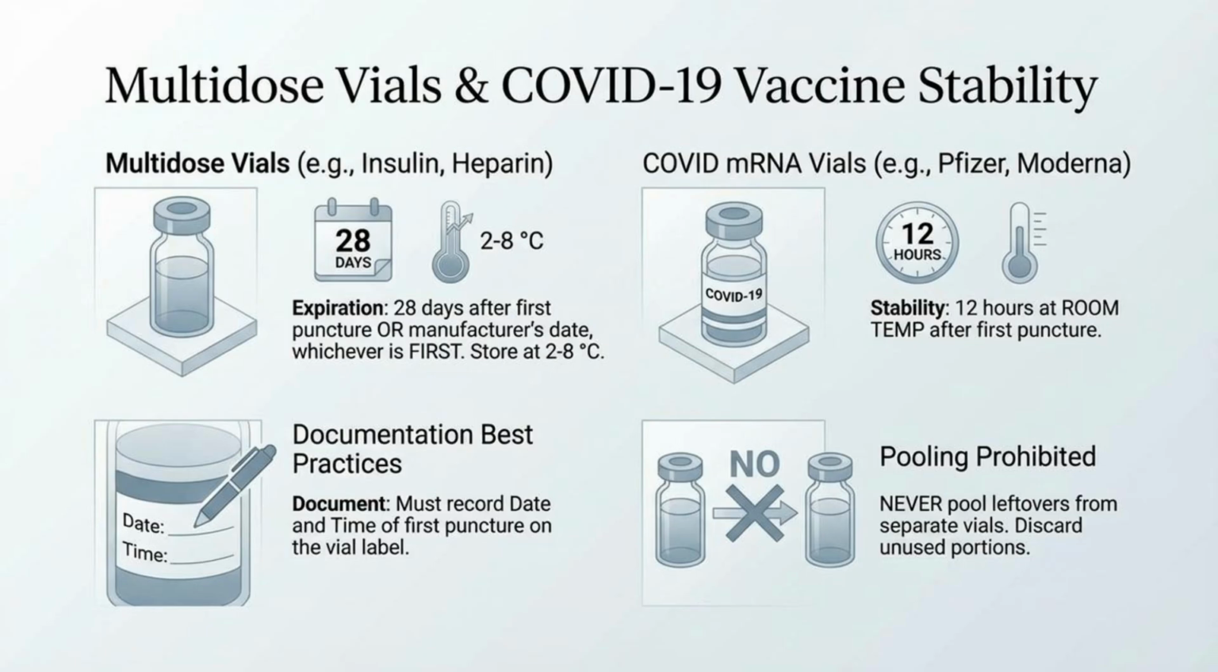Multi-dose vials like insulin are stable for 28 days after first puncture. COVID-19 mRNA vials, once punctured, have shorter stability, such as 12 hours at room temperature. Always document the date and time of first puncture.